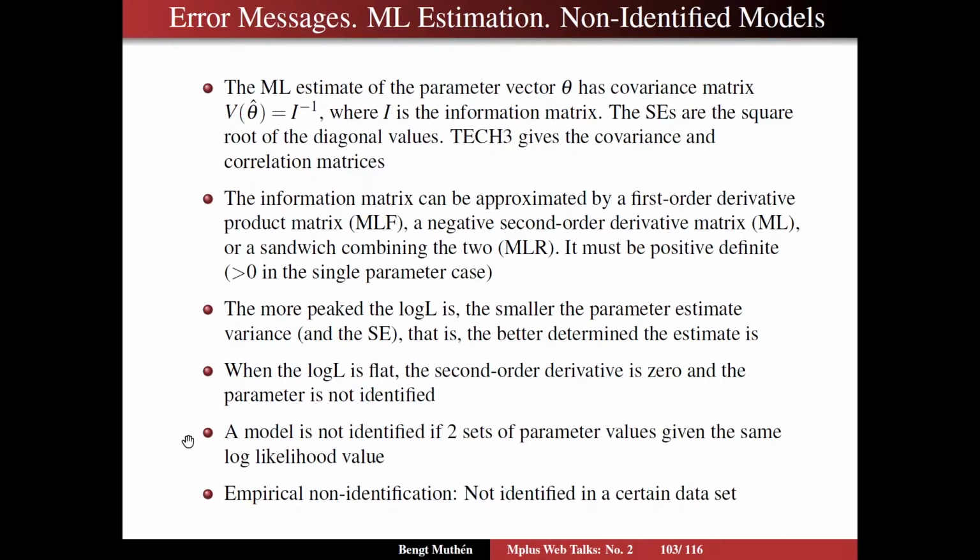Or another way to say that is that the model is not identified if two sets of parameter values give the same log likelihood value. That means that you can get different estimates, but they give the same log likelihood, so you can't tell the estimates apart using the maximum likelihood principle. There's also a concept of empirical non-identification. That's for models that are identified in principle, but in certain data sets you don't have enough information to identify at least one parameter.